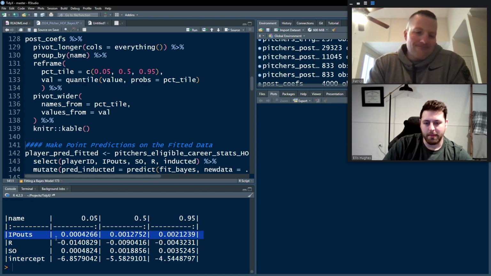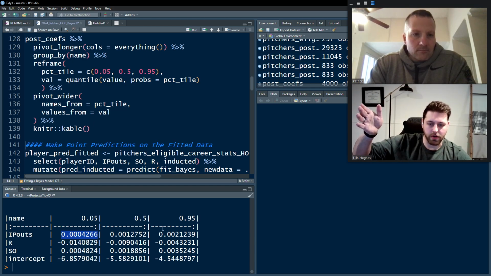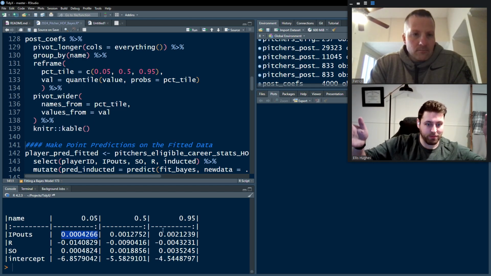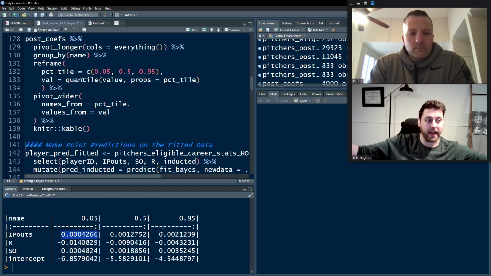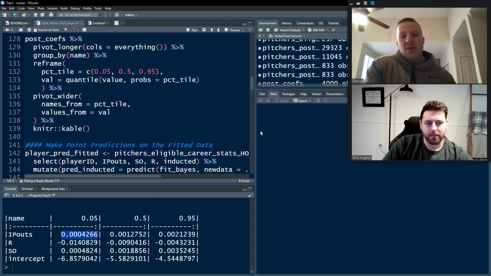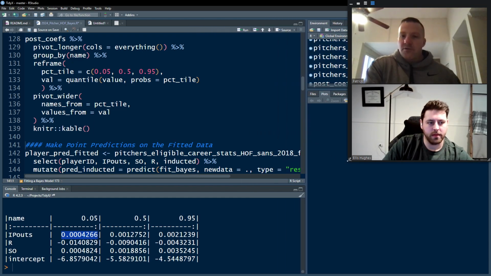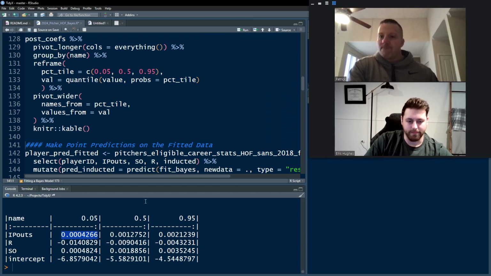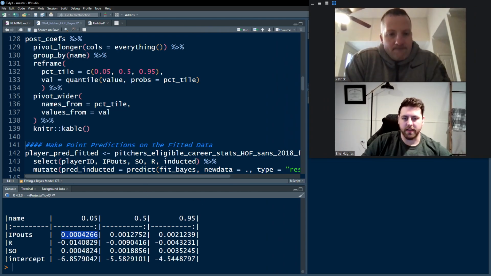So we can see that the mean IP outs coefficient was 0.00127, but the fifth percentile is 0.0004, and the 95th percentile is 0.002. That's trying to show you the range of the impact of IP outs on the prediction. If I'm interpreting it correctly, it's the 95% plausible values for IP outs. Yeah. Mm-hmm. And so it's that spread there.